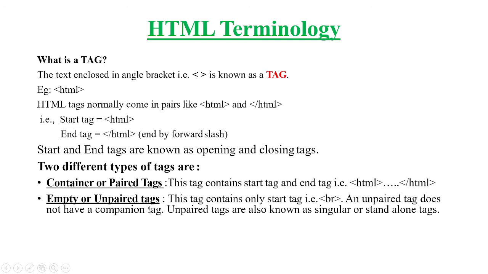An unpaired tag or empty tag is also called a singular and standalone tag. That means it contains only the start tag. That means there will be no end tag. So an unpaired tag doesn't have a companion tag. Only the start tag will be there.